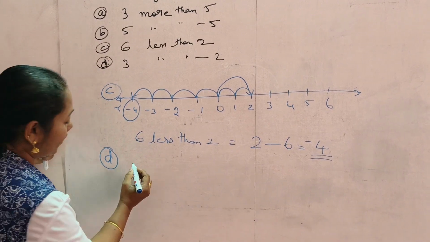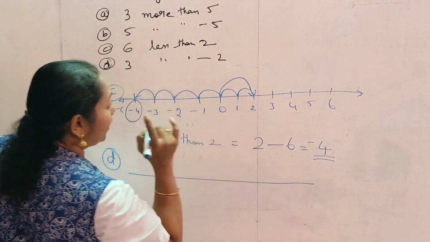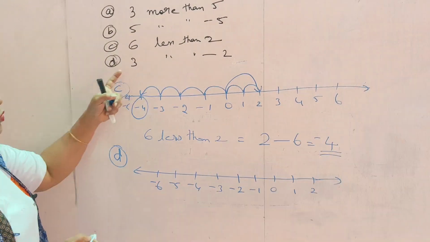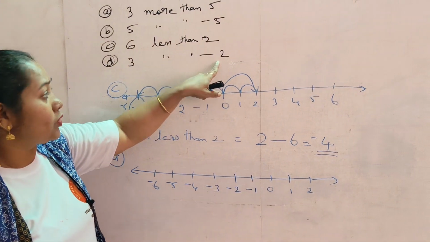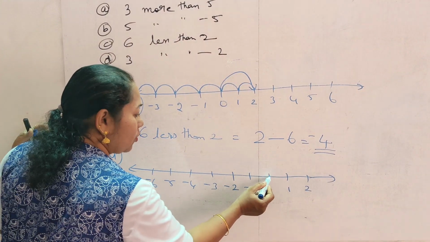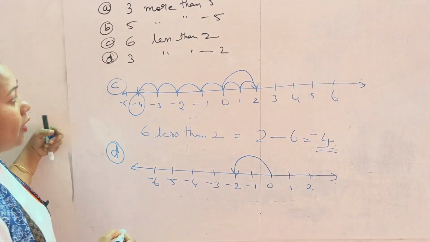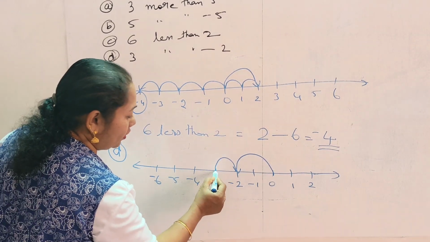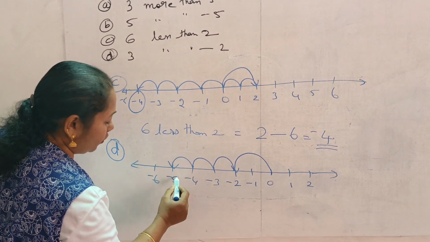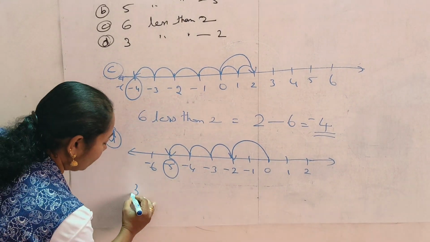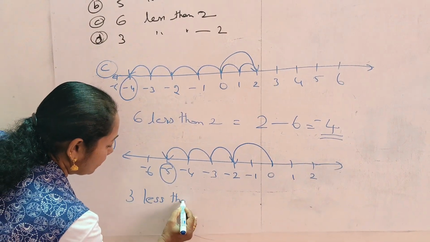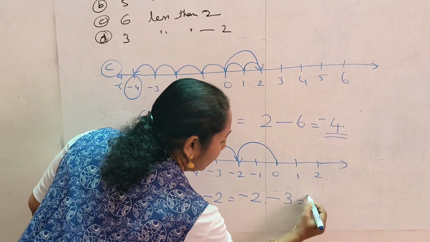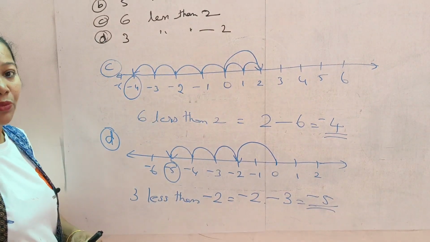3 less than minus 2. So this will be minus 2. 3 less than minus 2. So first of all we have to go towards minus 2. 0 to minus 2. Now less than means left side, 3 numbers. That is 1, 2, 3. So we got minus 5. So 3 less than minus 2 means minus 2 minus 3, that is equal to minus 5.